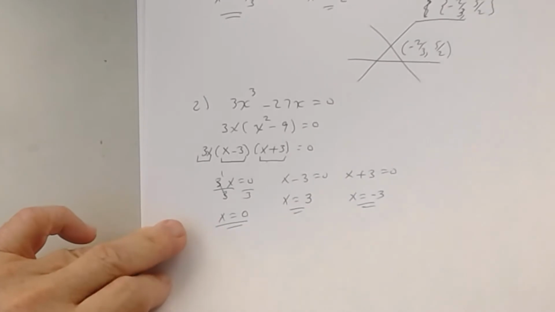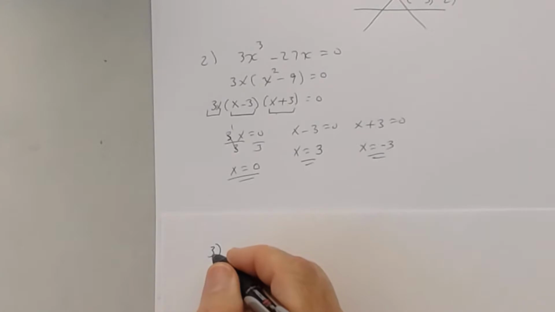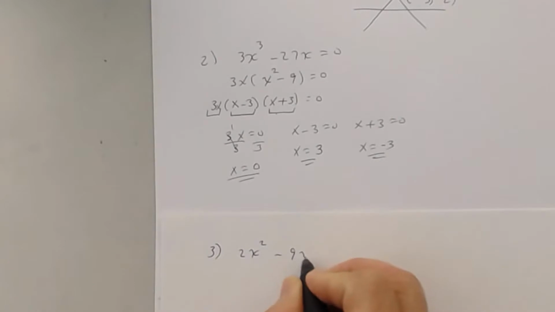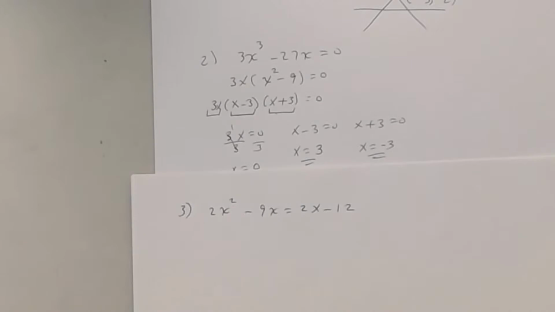All right, let's look at number 3. Okay, number 3, suppose you had this: 2x squared minus 9x equals 2x minus 12. So 2x squared minus 9x equals 2x minus 12. What kind of equation is this? It's quadratic, so it's a quadratic equation. And the only way you know how to solve a quadratic equation is to factor.